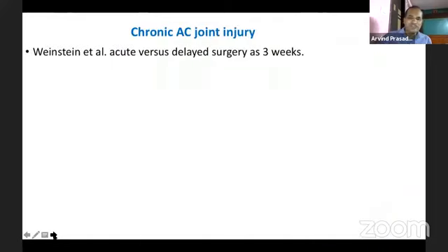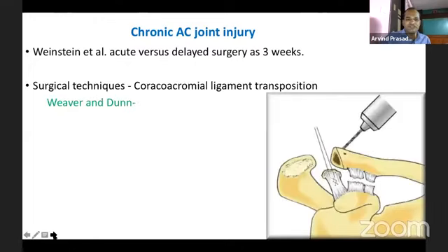Chronic AC joint injury is usually considered after 3 weeks. There is debate about whether it should be 3 weeks or 6 weeks. So up to 3 weeks, it's the acute AC joint. 3 to 6 weeks is subacute, and more than 6 weeks should be considered as chronic AC joint injury.